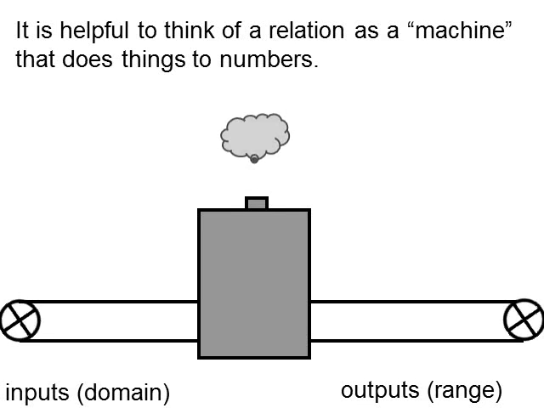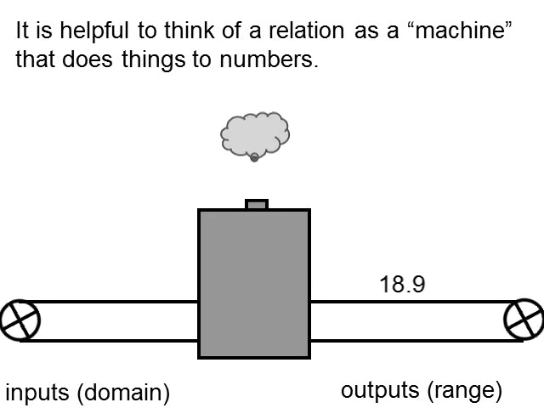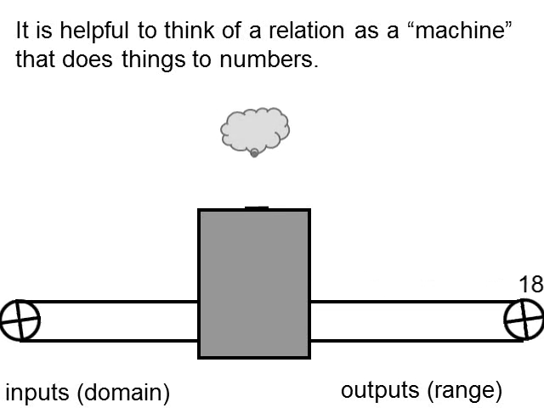It's helpful to think of a relation as a machine that does things to numbers. So if I put in a 5, those are the inputs of the domain. The machine does something to the number and comes out with another number. I could put in a 10, and it's going to do something to the number and come out with the 16.2. So we have inputs and outputs, the domain and range. That's what's important to think of. Each element of the domain is an input, and the coordinating output is a number in the range.